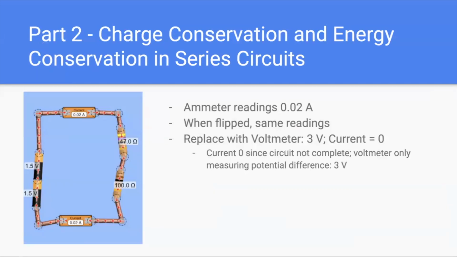So the first part, or part 2 of the lab, was charge conservation and energy conservation in series circuits. In the circuit shown on the left, which was what we had to do, the ammeter readings show a current of 0.02. And when one of the ammeters was flipped, the readings did not change. It did not become negative or anything like that. When one of the ammeters was replaced with a voltmeter, the voltmeter showed 3 volts and the current showed 0. And the current was 0 since the circuit was then not complete and the voltmeter was only measuring potential difference, which was 3 volts.